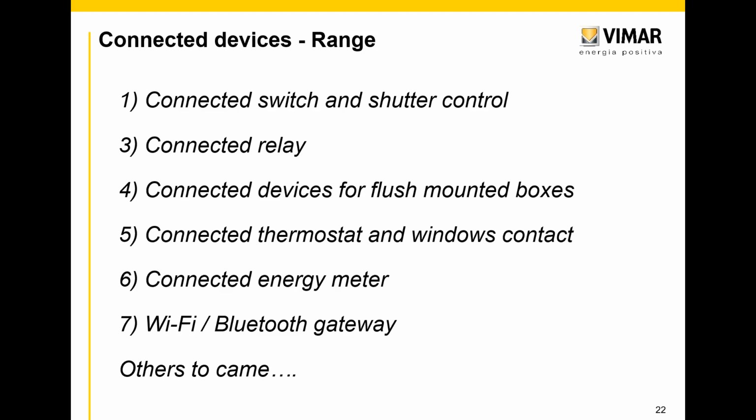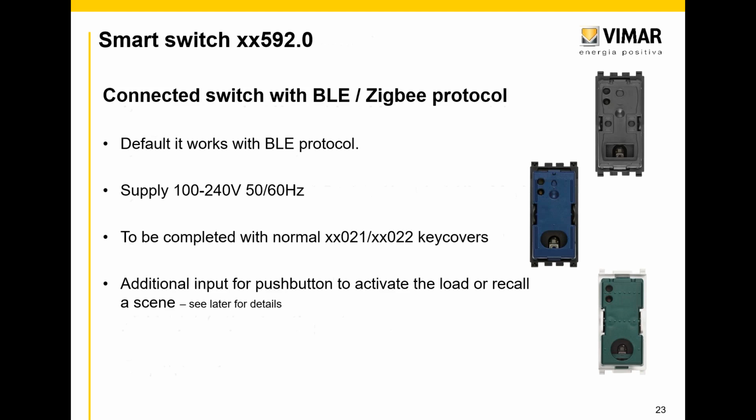First of all, the new connected dimmer. So stay tuned, it is under development at the moment. The first device is the connected switch. As a default, it works in Bluetooth. It is dual voltage, so no problem even, for instance, in South America or in countries where it's supplied with 120 volts AC.